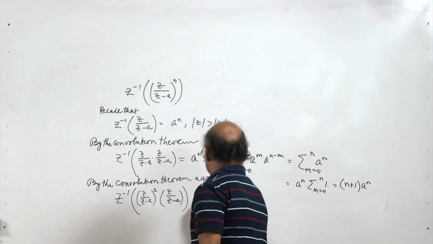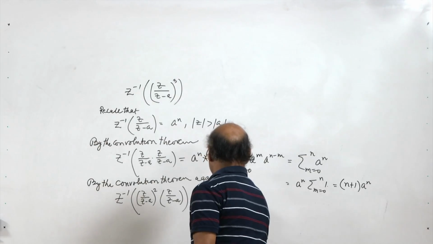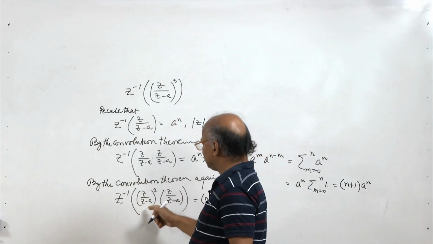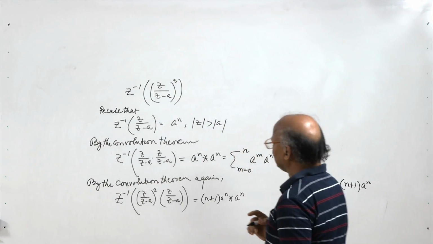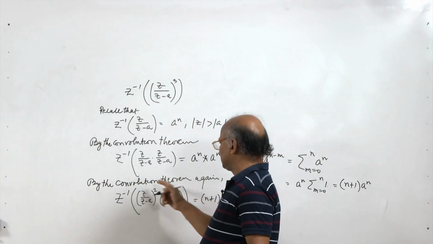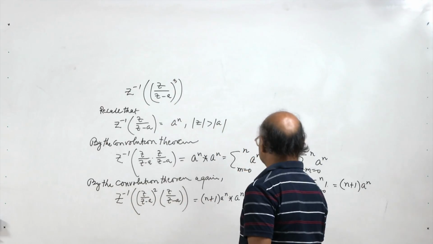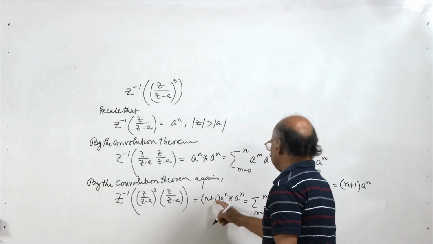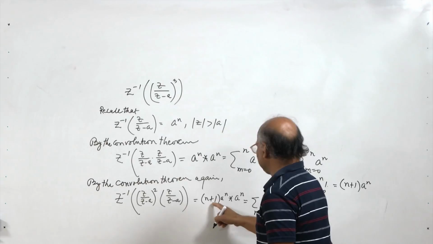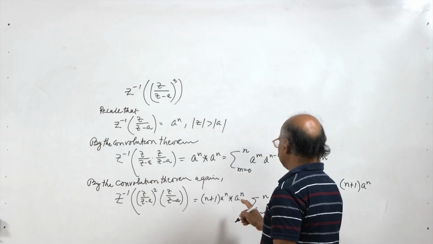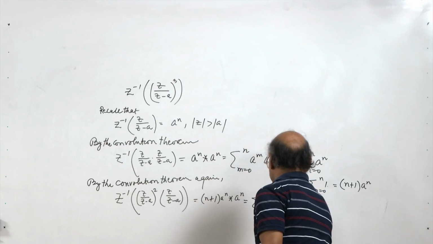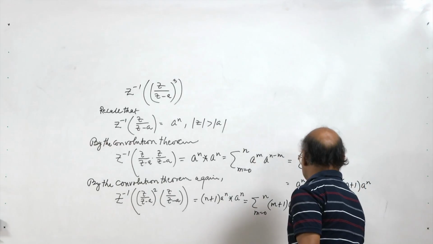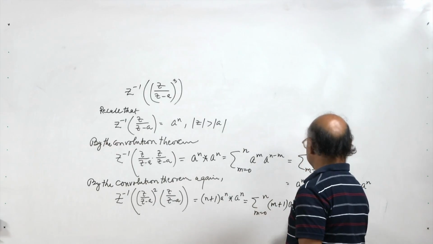It is the convolution of (n+1)a^n and a^n. (n+1)a^n is the inverse Z transform of z over (z minus a) whole square, and a^n is the inverse Z transform of z over z minus a. So this is equal to the summation m equal to 0 to n. We can write it as a^m, and this we can write as a^(n minus m). We can choose any sequence to write a^m. So (m+1)a^m and into a^(n minus m). So this is b(n minus m).